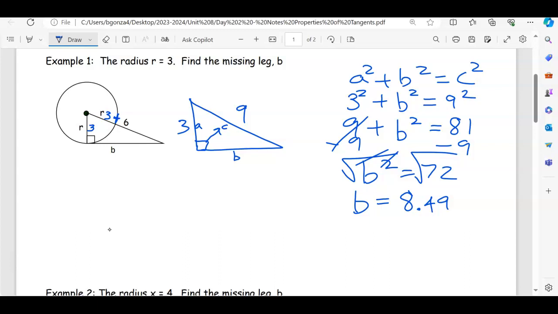You need slate, right? All right. Here we go.